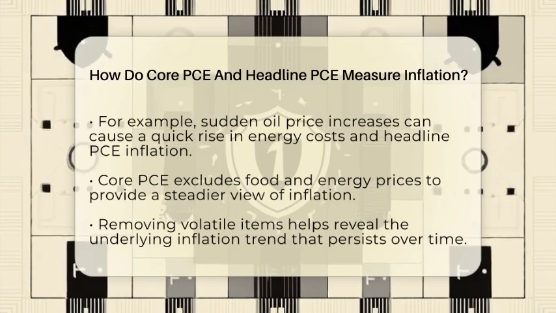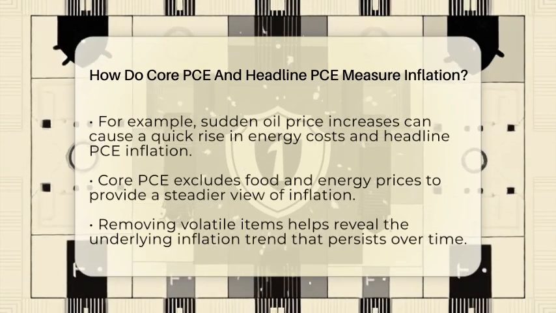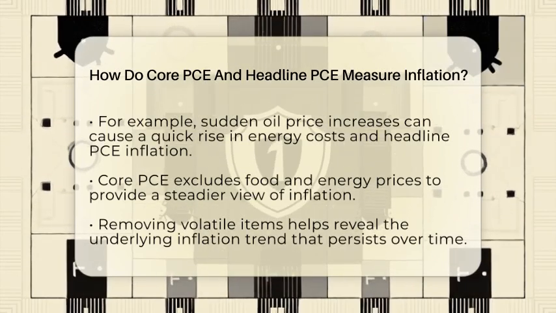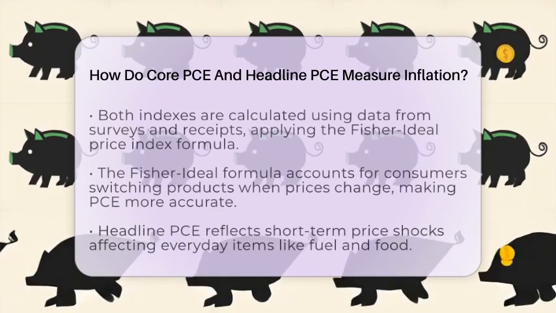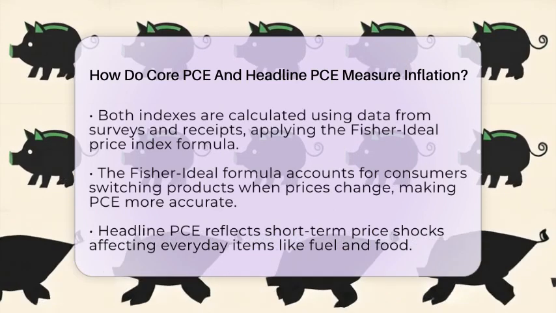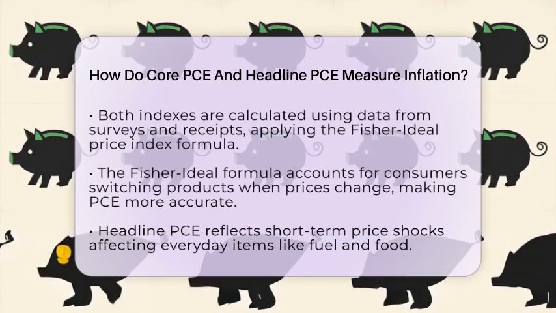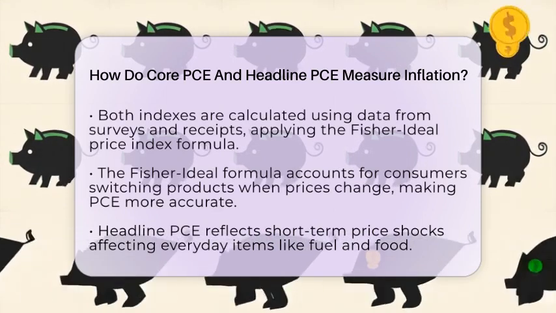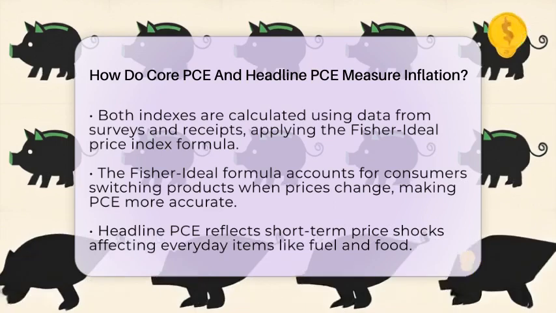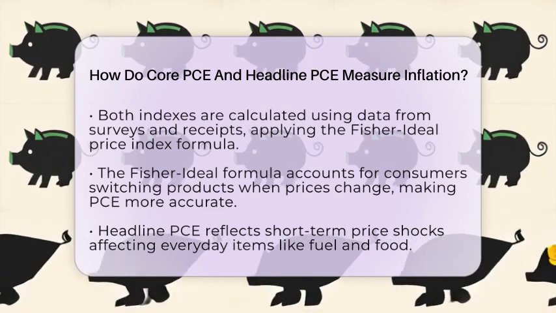Both indexes are calculated using detailed data on what consumers spend money on. The Bureau of Economic Analysis collects this data from surveys and receipts. They use a special formula called the Fisher Ideal Price Index. This formula considers that consumers might buy different products when prices change. For example, if bread gets expensive, people might buy more rice instead. This flexibility makes PCE a more accurate measure of inflation than some other indexes.